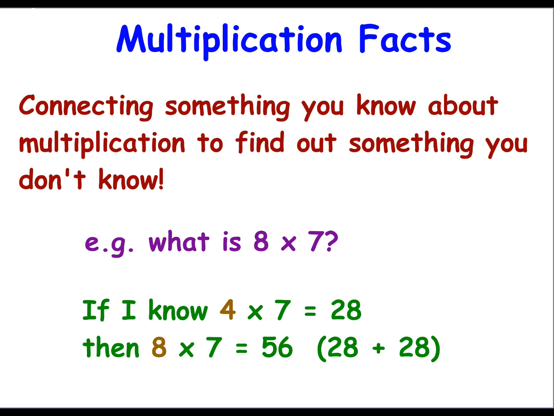So using multiplication facts could allow you to do calculations by connecting something you know about a multiplication to find out something that you don't know. So for example, if you were struggling to remember what 8 times 7 is, then you could break it down into smaller pieces. So if I know that 4 times 7 is 28, then 8 times 7 is 2 lots of 28. So add them together to get your 56. This is very similar to the chunking that we used as one of our processes for doing multiplication.